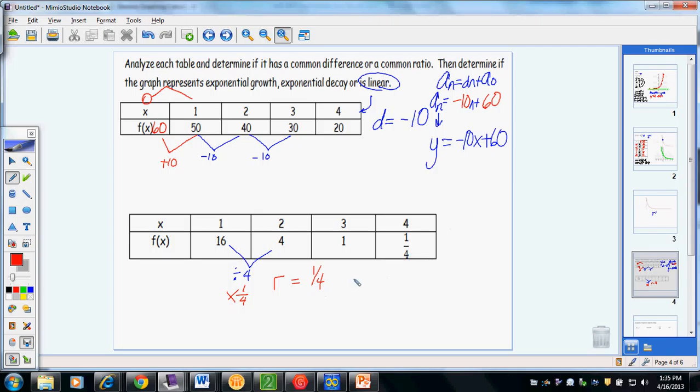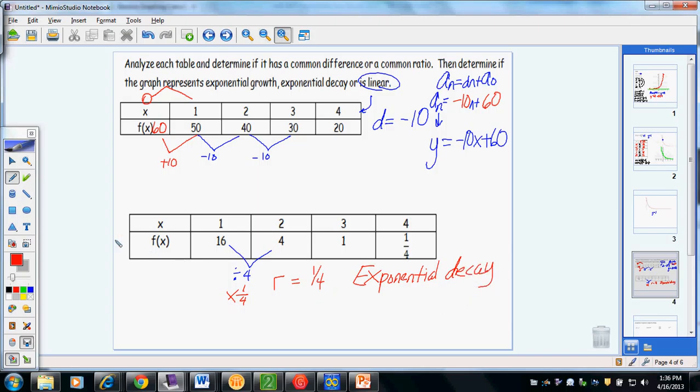And so we have an exponential. And the way that we know that it is going to be decay or growth is if our f of x values increase or decrease as we go along in the positive direction of x. Since we see that they're decreasing, we are going to have an exponential decay.